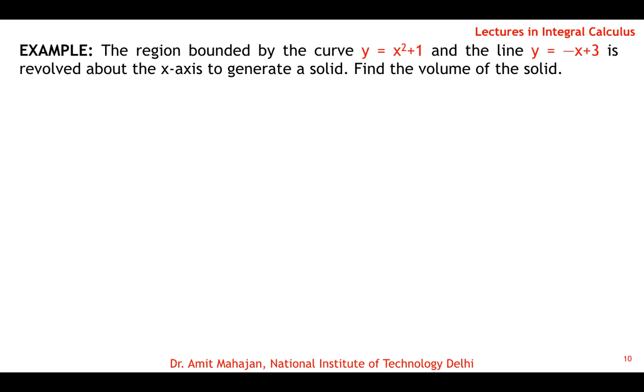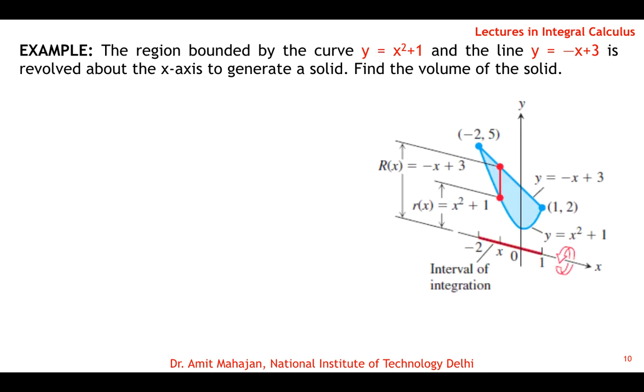So again, say for example, the region bounded by the curve and this line is revolved about the x-axis to generate a solid. Find the volume of the solid. What you have to do is first draw this parabola and line and see what the region bounded by them is on the xy plane, and then rotate this region about the x-axis. First thing is whether the x-axis lies on the border or on this plane. If it is, then the cross-sectional area will be simply a disk. If it is not, then the cross-sectional area will be a washer.